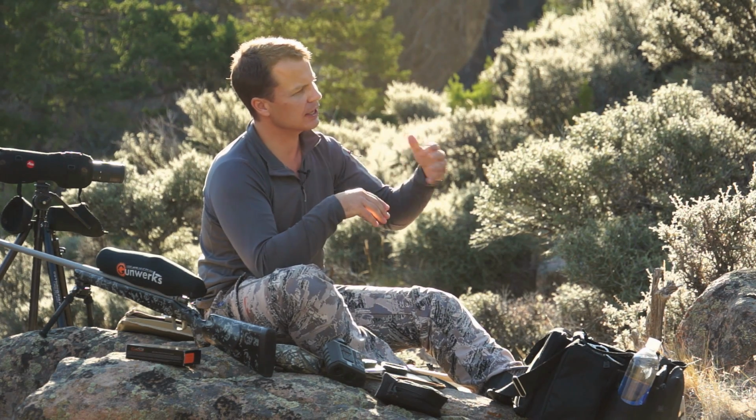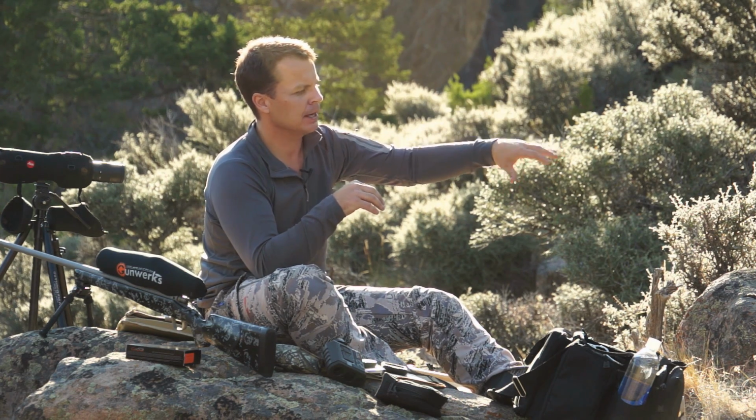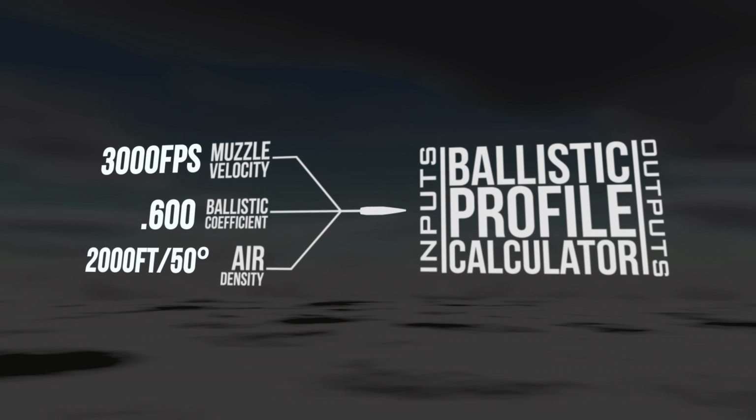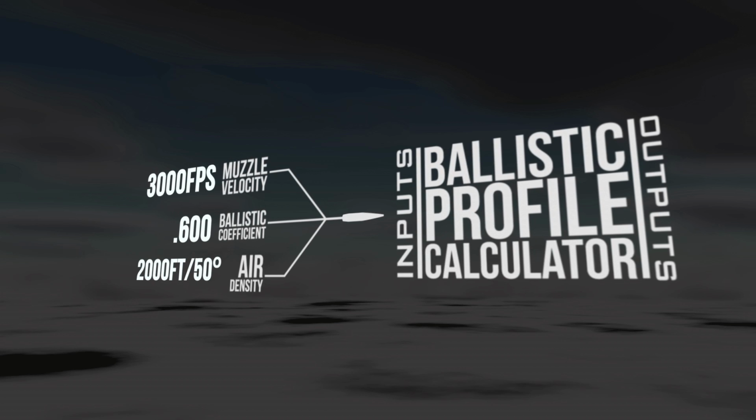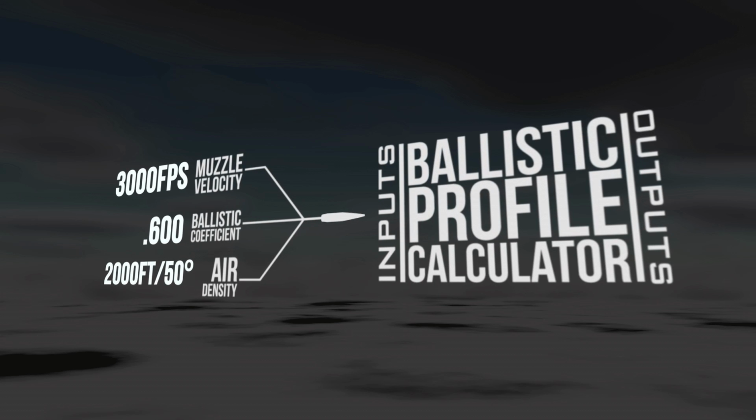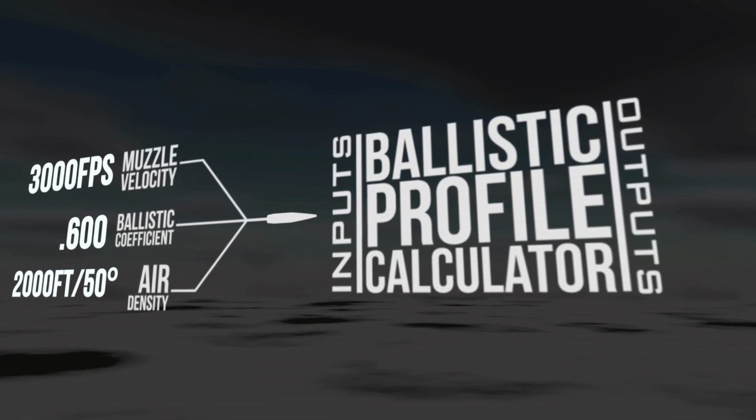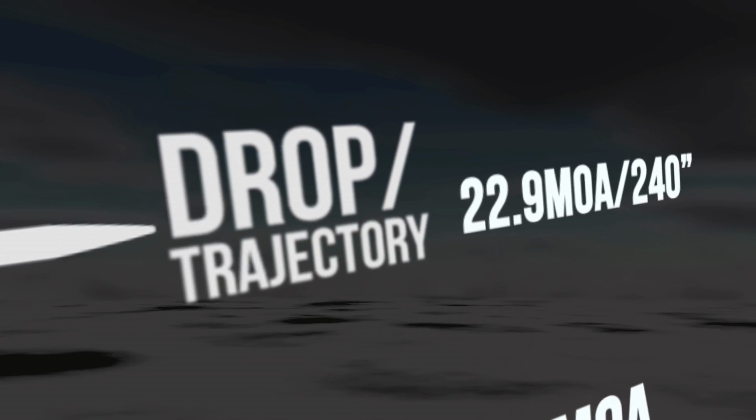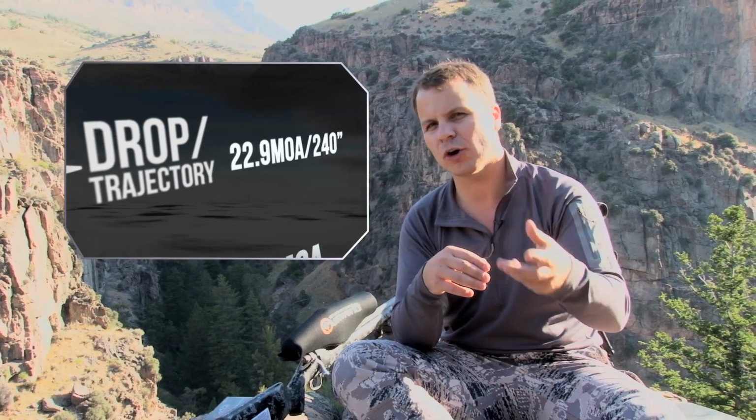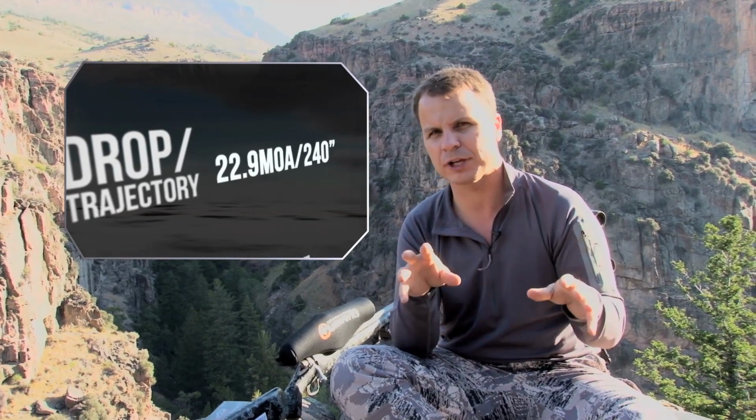So we need to be able to compensate for those changes. Now, let's take a look at a case. You're set up back home at 2,000 feet, 50 degrees. We've got a ballistic coefficient of 0.60 and a muzzle velocity of 3,000. That's an approximate long-range hunting cartridge. Put it in those 2,000 feet and 50 degrees conditions, calculate it using an online ballistics program like G7, and you're going to see that your drop at 1,000 yards is 22.9 minutes of angle. That's about 240 inches of correction.